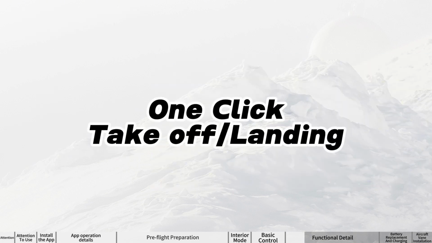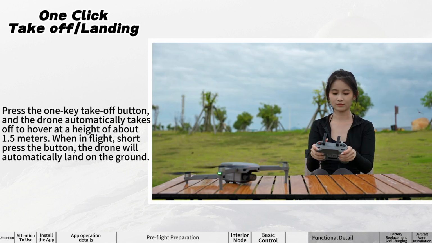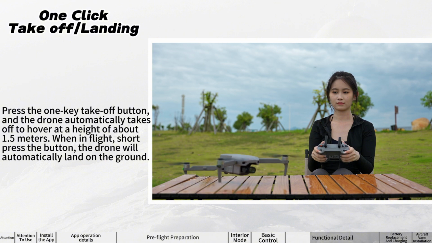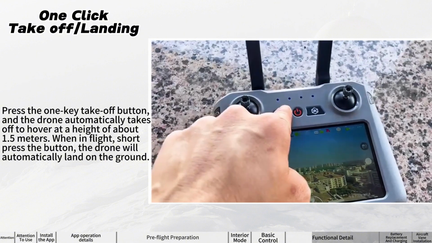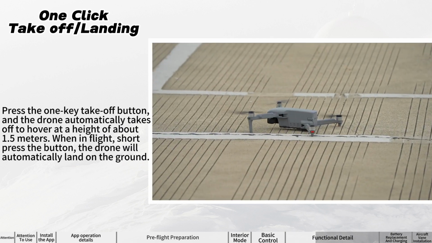One-click takeoff, landing. Press the one-key takeoff button and the drone automatically takes off to hover at a height of about 1.5 meters. When in flight, short press the button. The drone will automatically land on the ground.